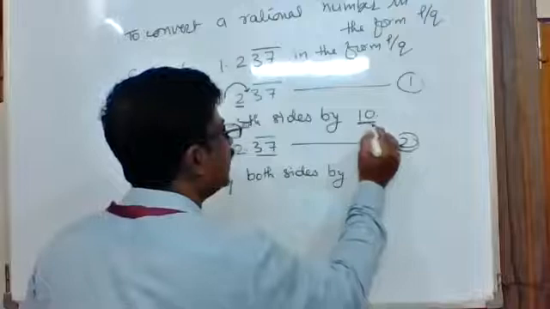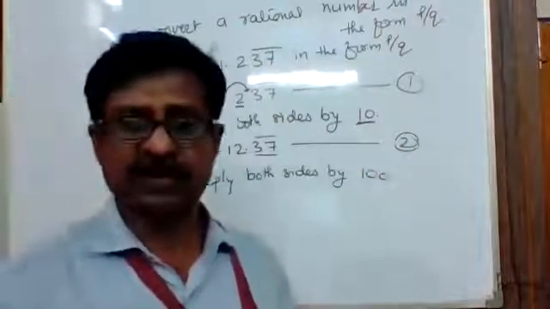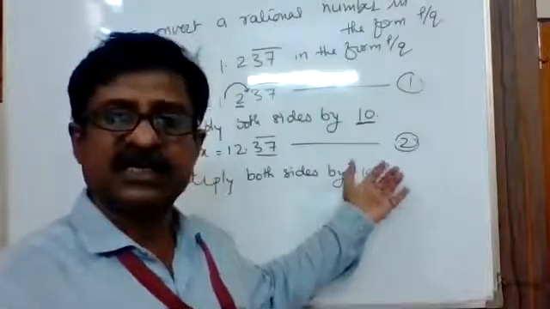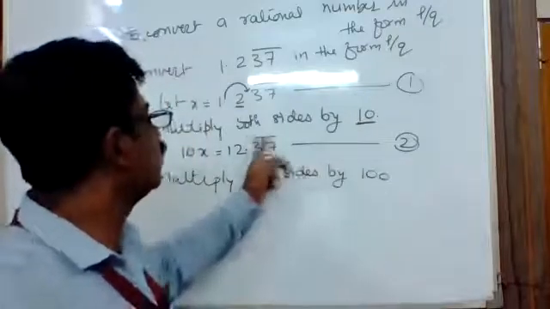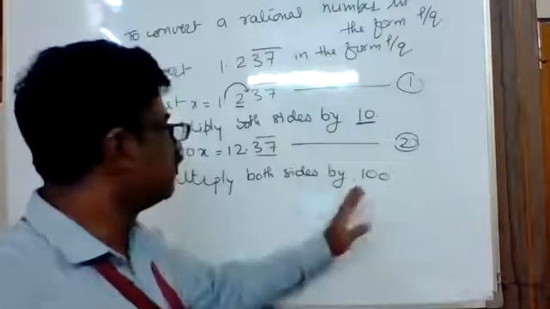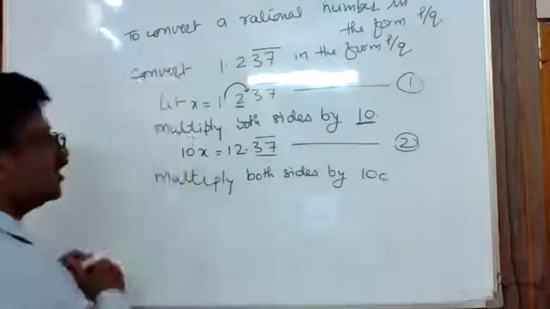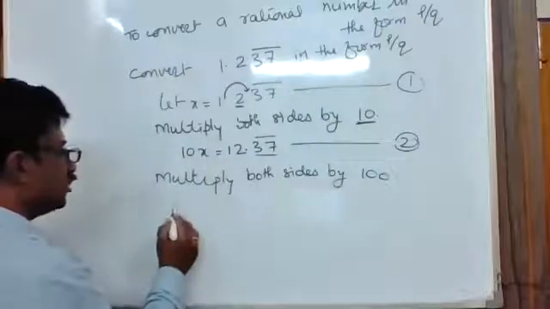Earlier we multiplied by 10 because there was only one digit which was not having the bar. Now we are multiplying by 100 because there are two digits which are having the bar. 3 and 7 both are having the bar. Therefore, we have multiplied this by 100. Now when you multiply 100 into 10, it becomes 1000x.